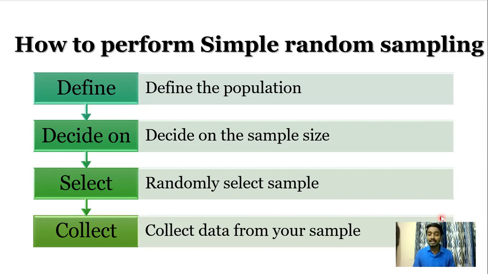Then randomly select the sample. We are going to select the sample randomly because, as the name says, it's simple random sampling. We will not have any techniques here. We'll randomly choose a number or draw using a lottery method. Then collect data from your sample. Once we have our sample, we'll collect data from them.